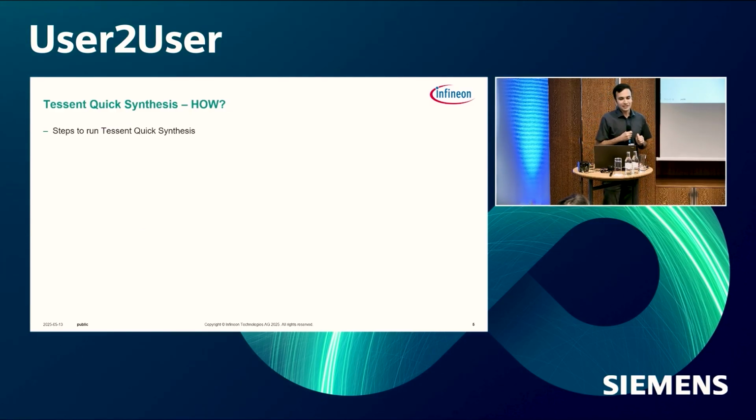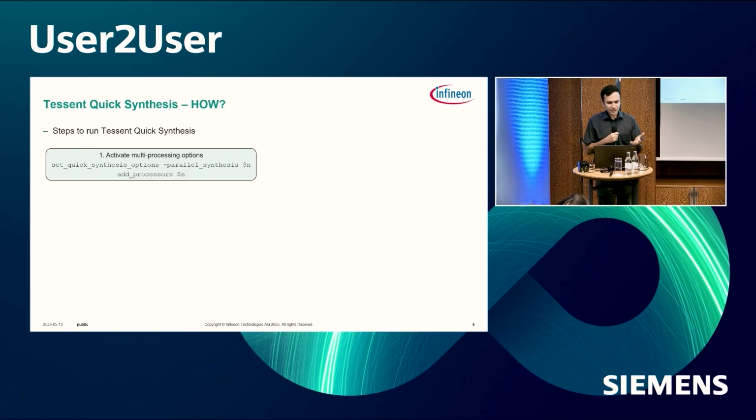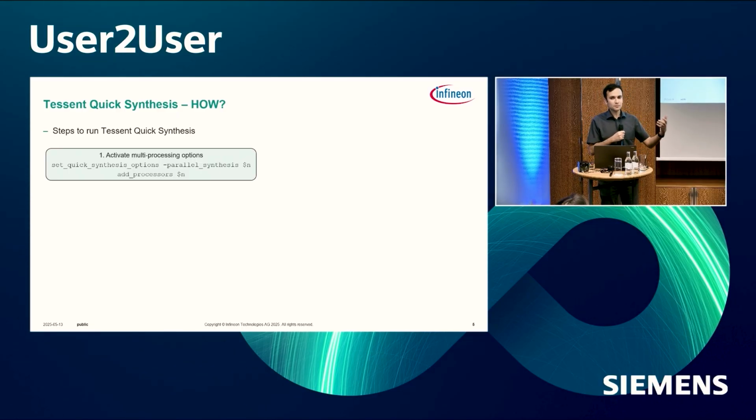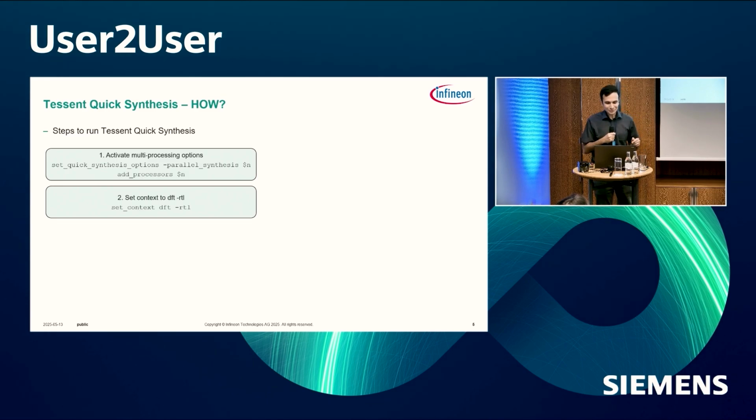So next question. How to run Tessent Quick Synthesis? There are 8 steps, or at least we use these 8 steps to run the quick synthesis and get the netlist out of it. They're very straightforward. So the first step is optional. You can set some multiprocessing options to speed up the whole process. You need to set the context to DFT RTL. Particularly, this one is important.